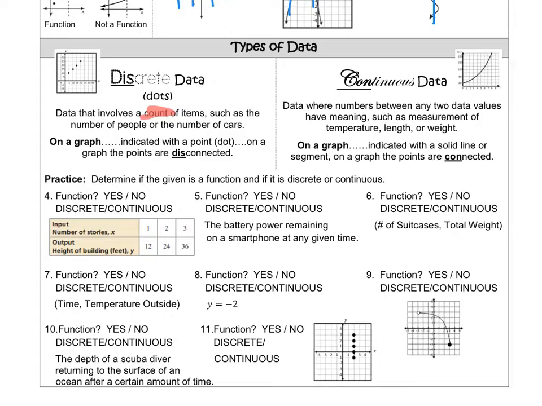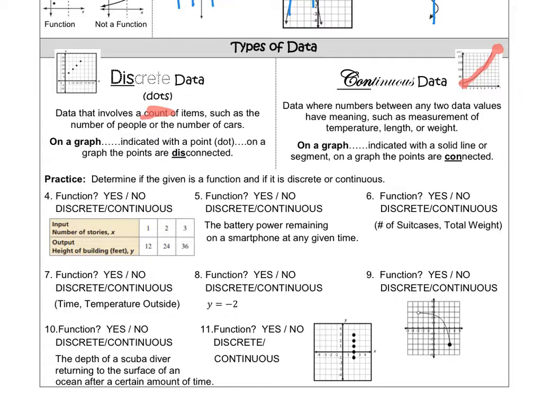Continuous data usually involves things, well, the easiest way to know is it involves time. But continuous data, measurement, temperature, length, all those things are continuous. They're not separate points. They continue along. So continuous data will be some sort of a line. It doesn't have to go on forever. It could stop right there on both ends, and it's continuous data because between the points, every single value is part of the solution.